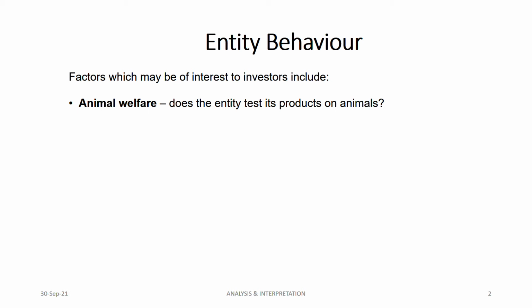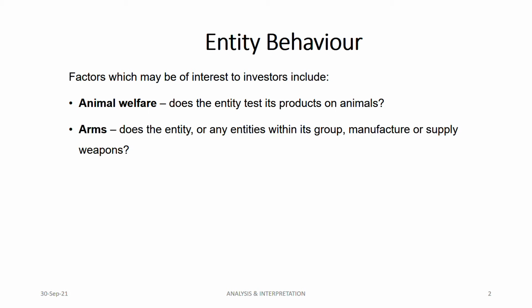Hence, entity behavior. Next, we have arms. Does the entity or any entities within its group manufacture or supply weapons? No customer wants to be linked with an entity who supplies weapons. It's as simple as that.